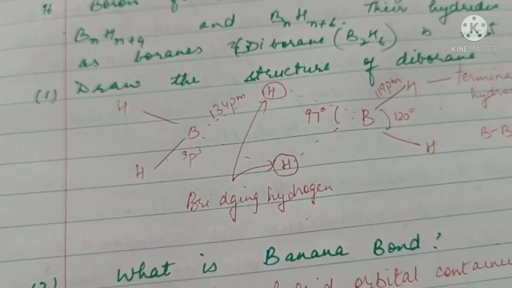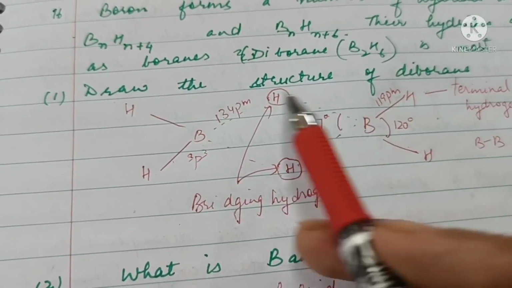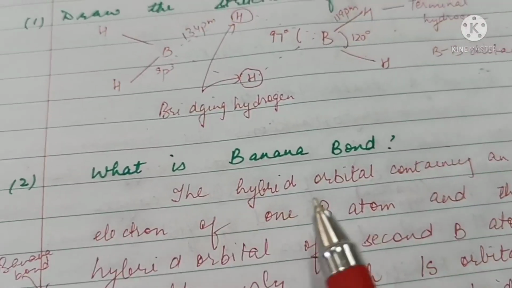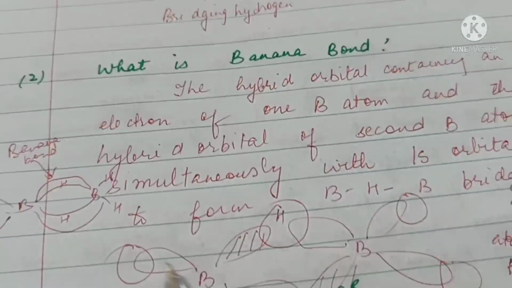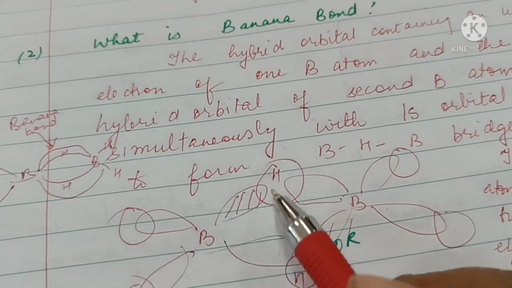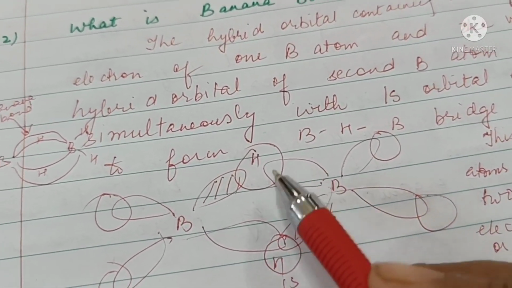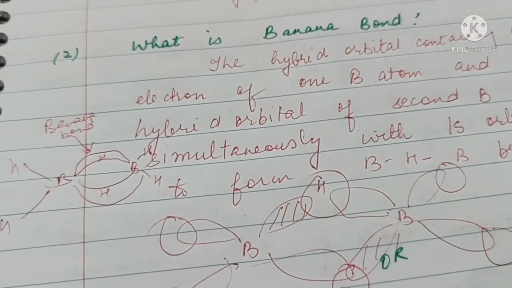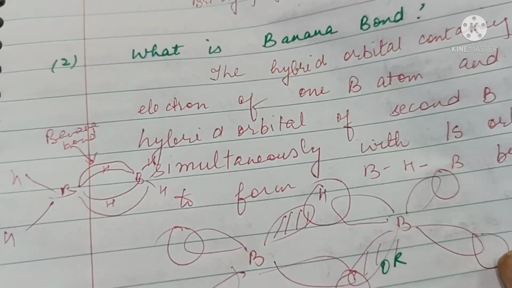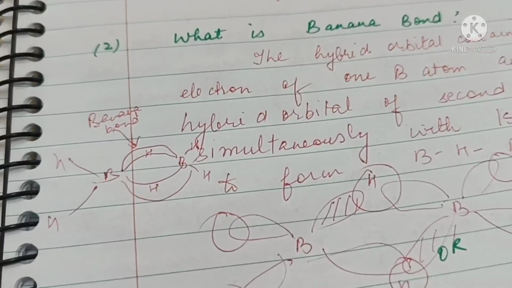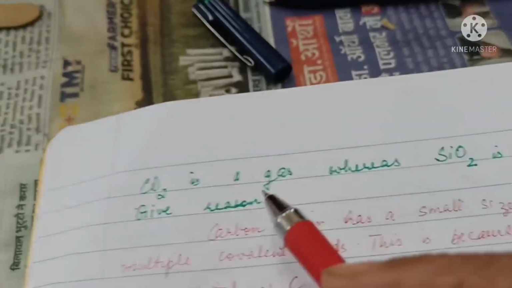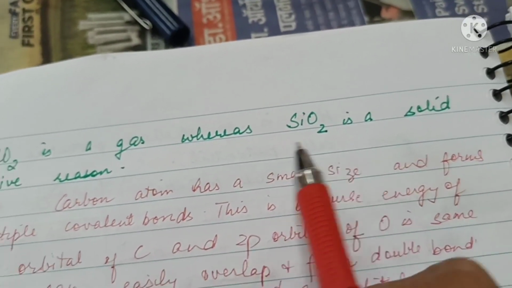What is a banana bond? This 3-centered 2-electron bond, because of its typical shape, is called banana bond, where one half-filled orbital and one vacant orbital simultaneously overlap with 1s orbital of hydrogen and form this bond. Carbon dioxide is a gas, whereas silica is a solid.